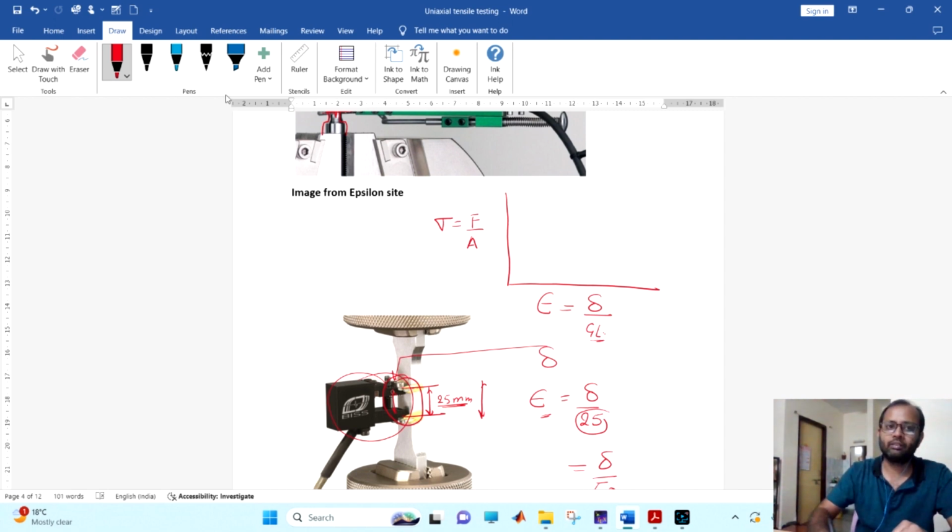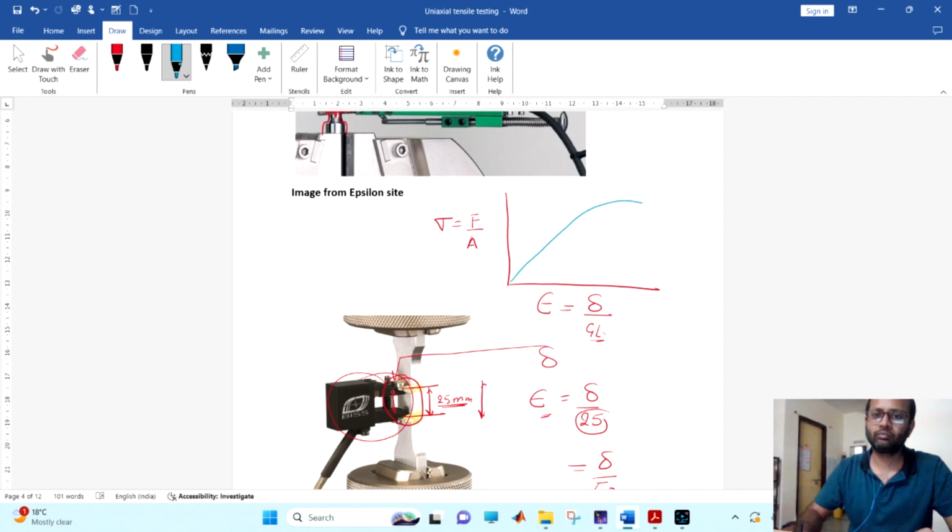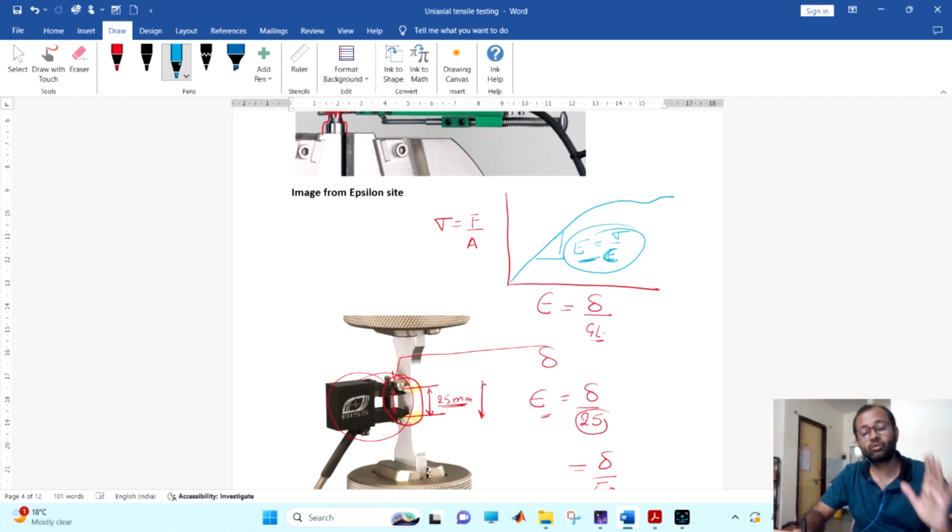So from there we will get the slope E in the linear region, and this will be accurate. So that's why we need the extensometer. Whenever you need the modulus, we need the extensometer.